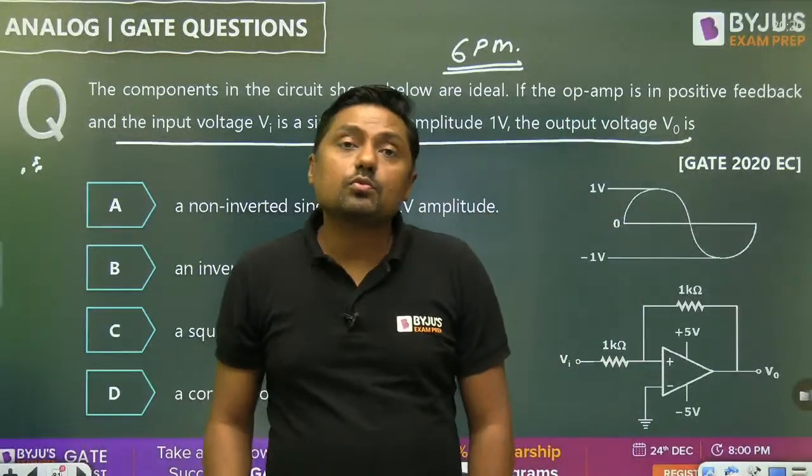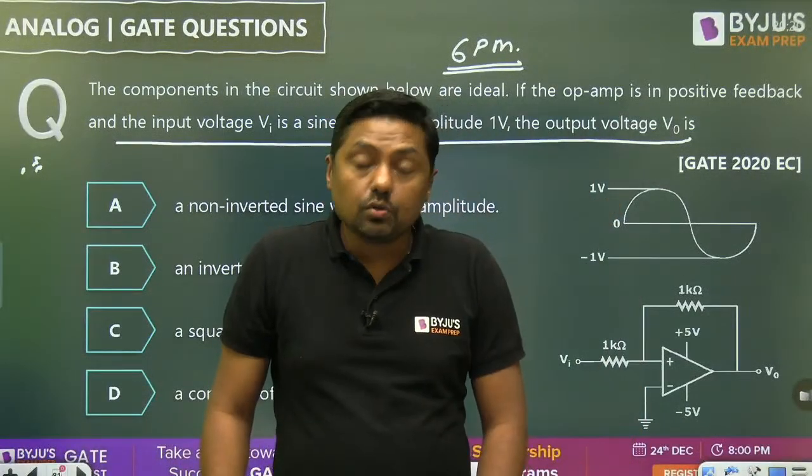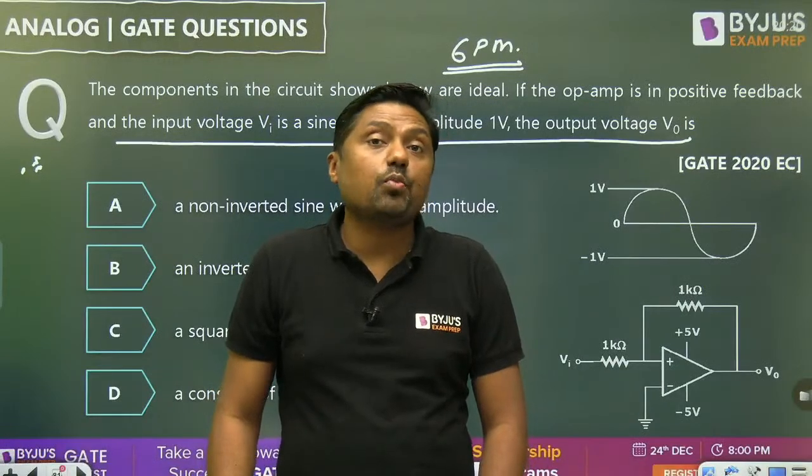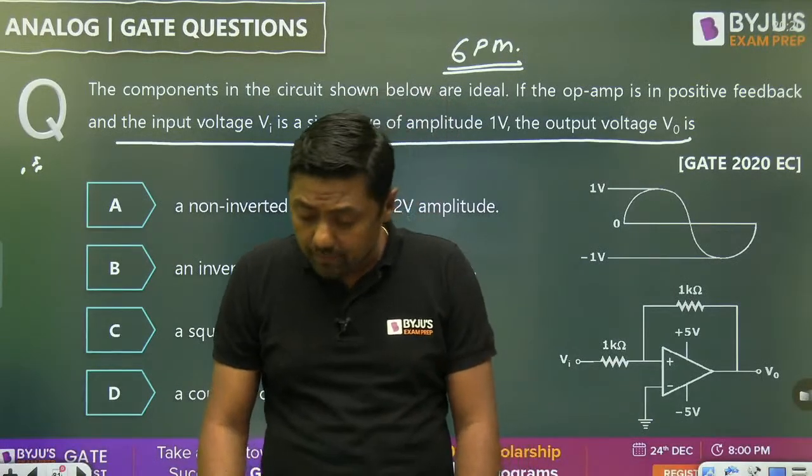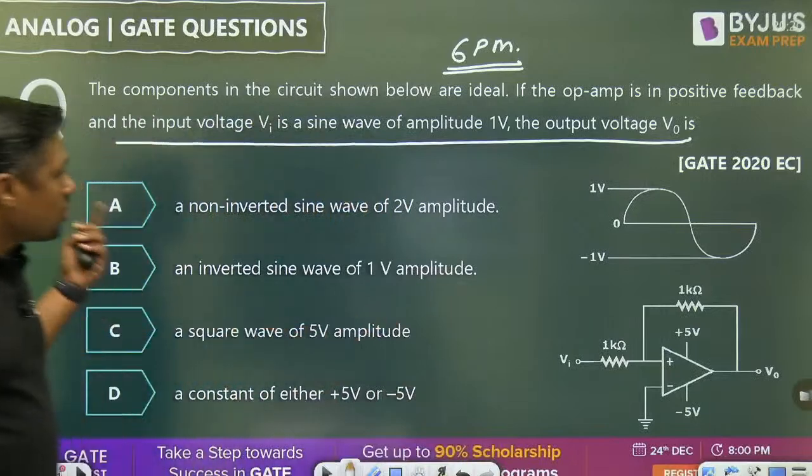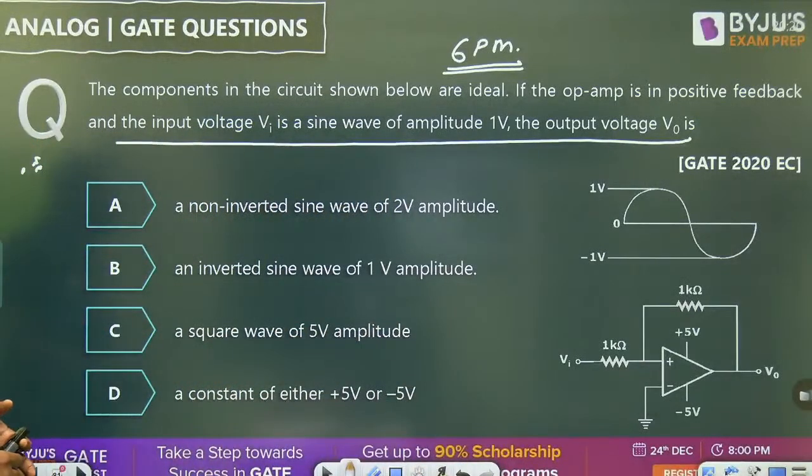Tomorrow I will solve some questions from the instrumentation branch. A good question in instrumentation branch. That is important for electrical and electronics branch also. So questions on operational amplifier, questions on biasing, bias current, and so on.